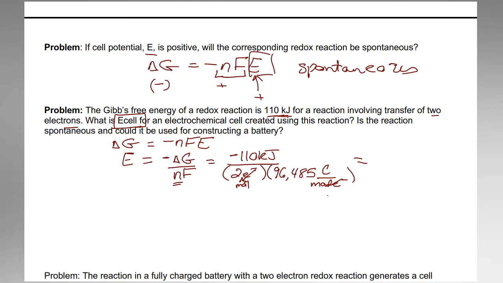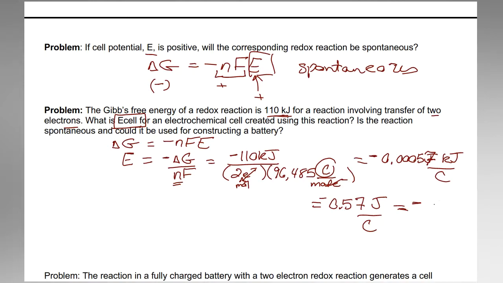So what do we have? We have negative 0.12357, oops, that's a 7, kilojoules per coulomb, which is just 0.57 joules per coulomb. And you'll remember by definition, a joule per coulomb is a volt. So our answer, oops, I almost lost a negative sign there. Our answer is just negative 0.57 volts.